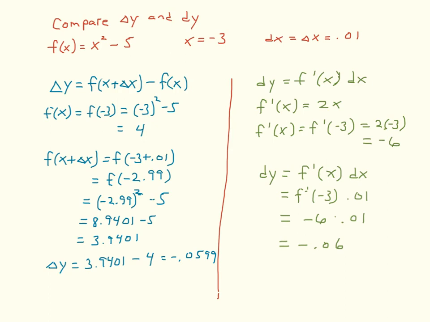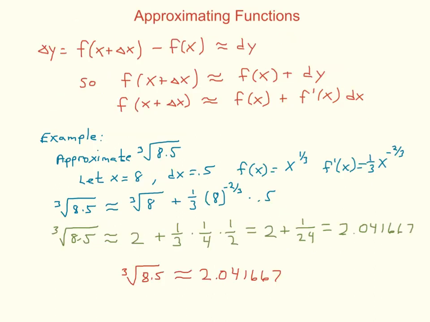So our delta y and dy are very, very close to each other. This fact should not be surprising because our dx or delta x was so small. It was pretty close to 0.01. The other thing this does is lead us to another piece of information: delta y, that is f of x plus delta x minus f of x, is approximately equal to dy.